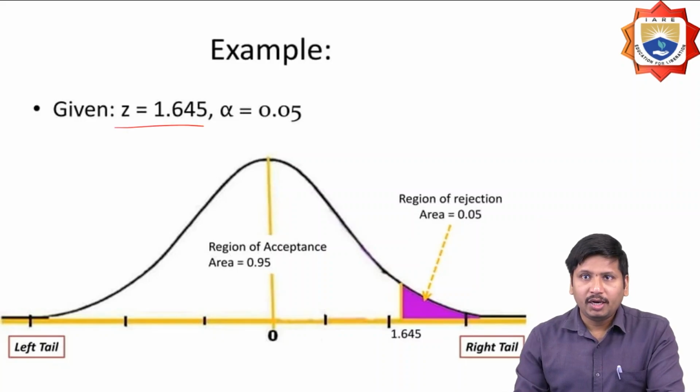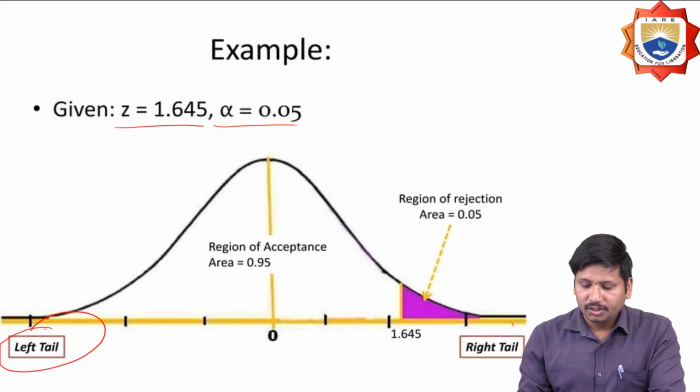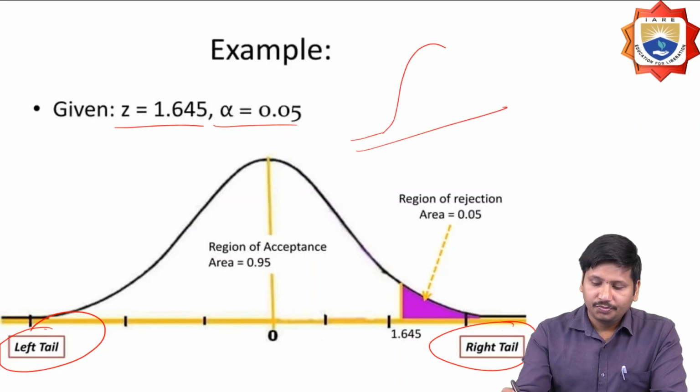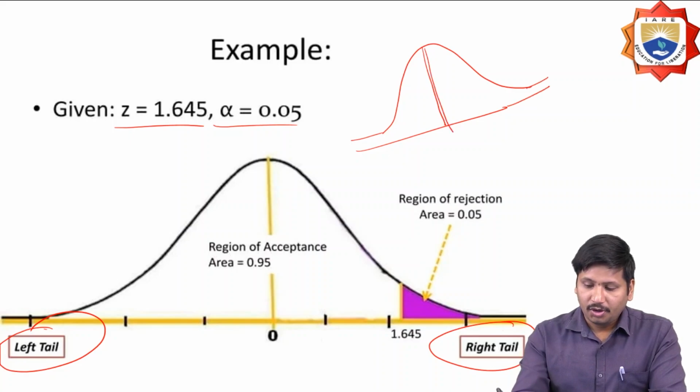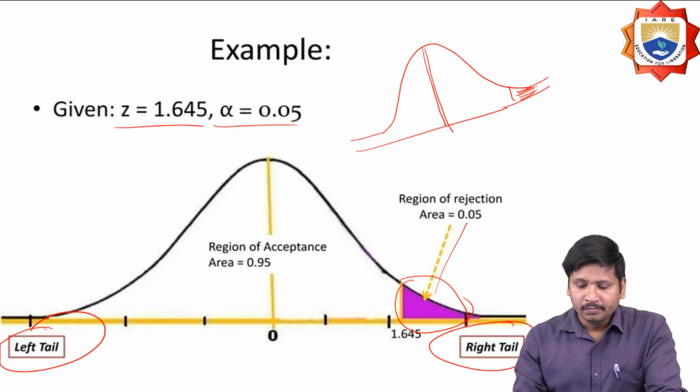So I'm giving the Z value and then the alpha value, acceptance rates. By seeing this graph, this is what we call the left tail, and this is what we call the right tail. Suppose the graph comes like this, then this is called the region of acceptance. Suppose how much area is this? By seeing this diagram, there should be a region of rejection. Like this we can identify the graph, and based on that I can know how much area is accepted and how much area is rejected.